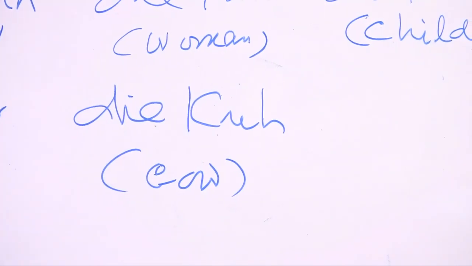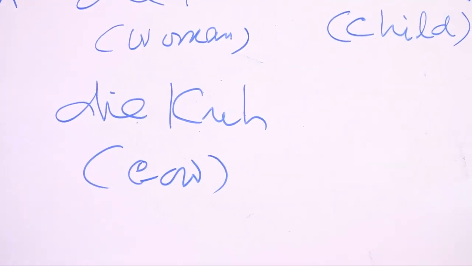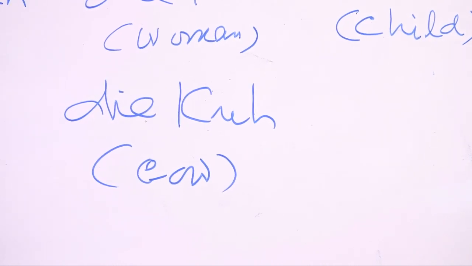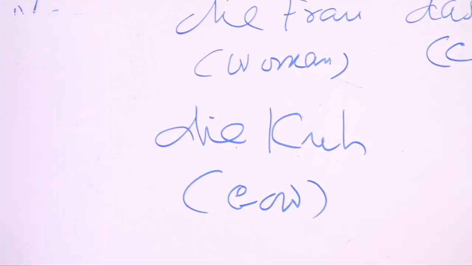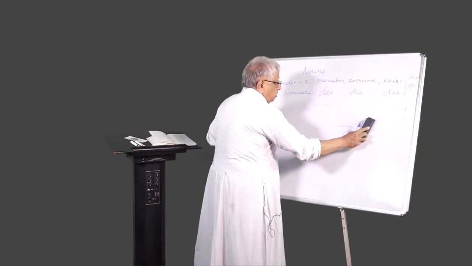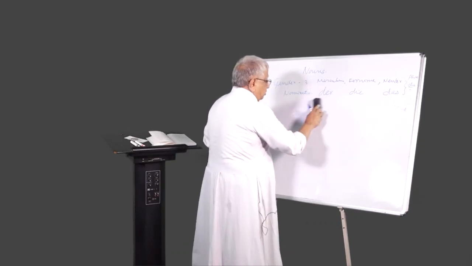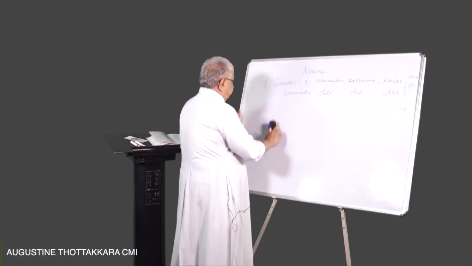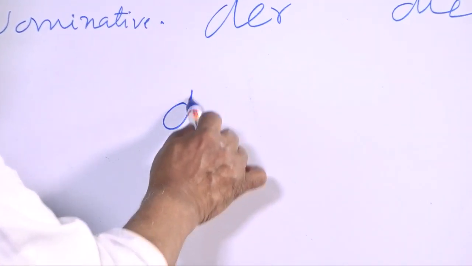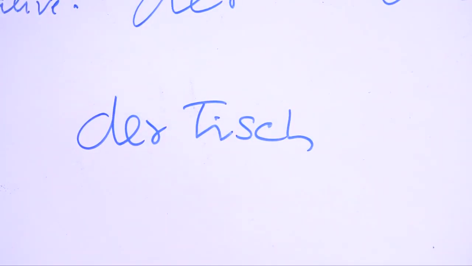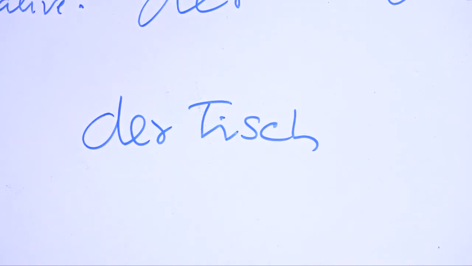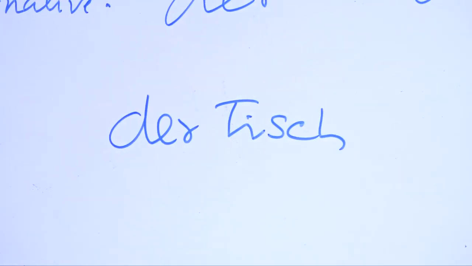But there are a lot of nouns which do not have this type of obviousness, of evidence. Evidently, it is not clear why they belong to a particular gender. For example, the table. The table is masculine. We don't know why it is masculine. It is like that. You know, the language comes first. The grammarians come after that.